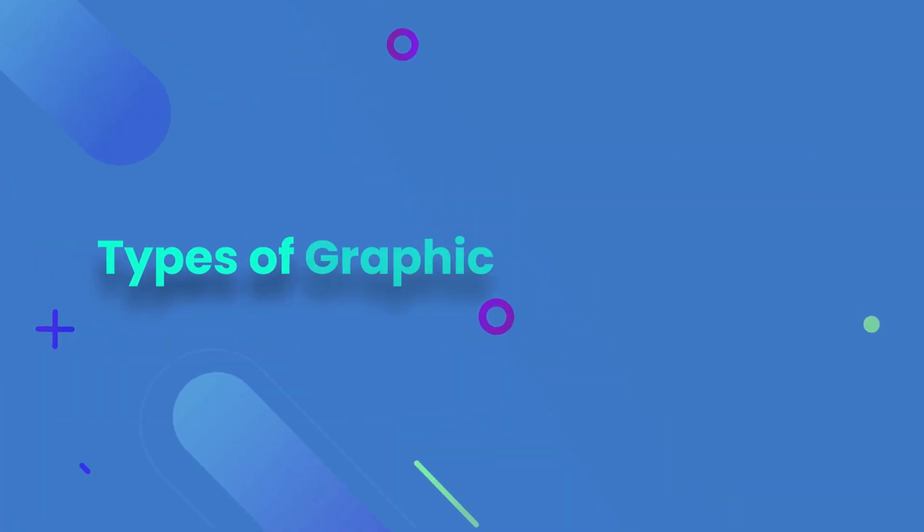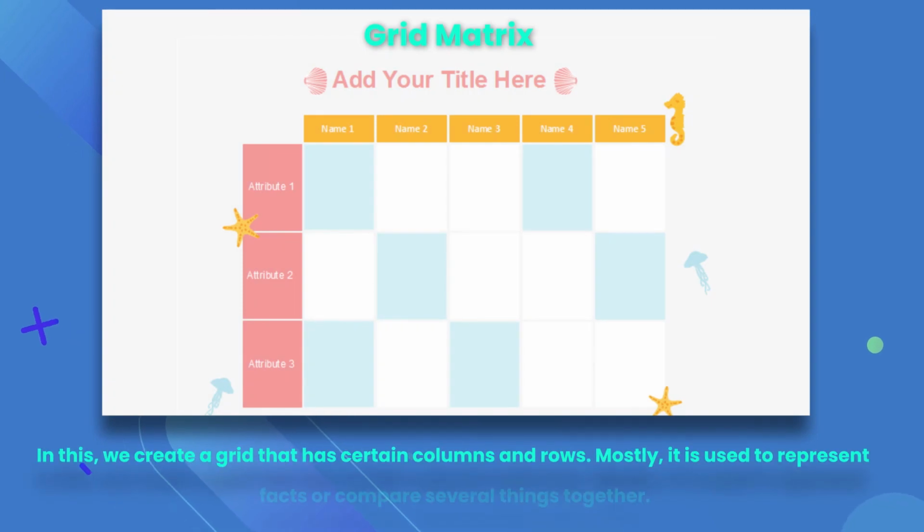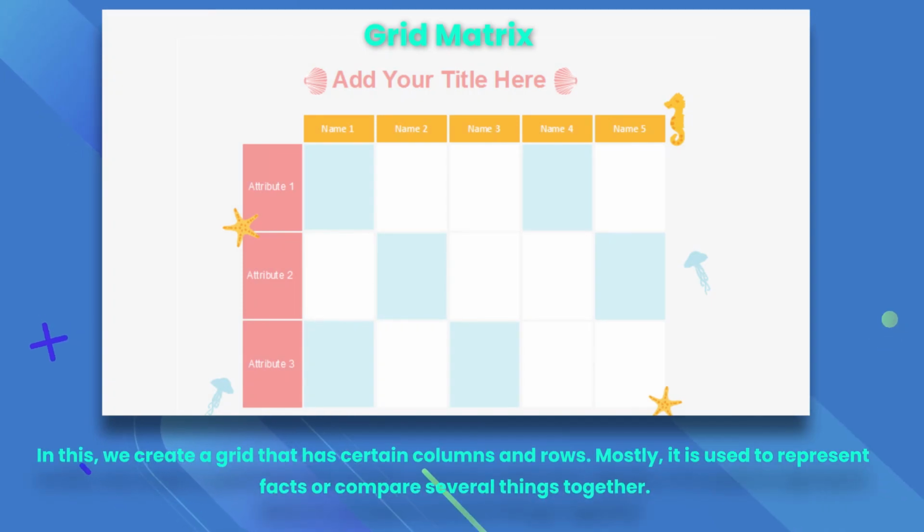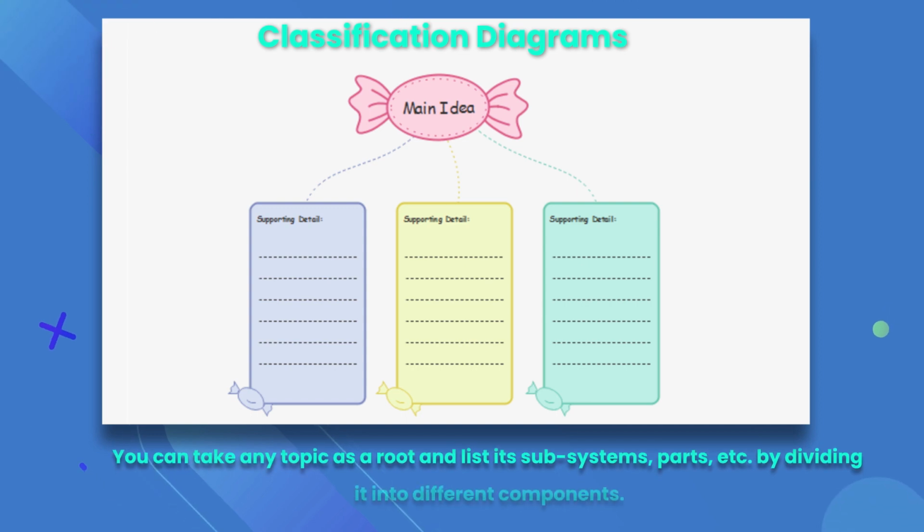Types of graphic organizers. Grid matrix. In this, we create a grid that has certain columns and rows. Mostly, it is used to represent facts or compare several things together. Classification diagrams. You can take any topic as a root and list its subsystems, parts, etc. by dividing it into different components.